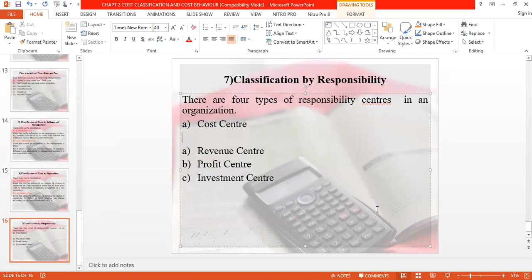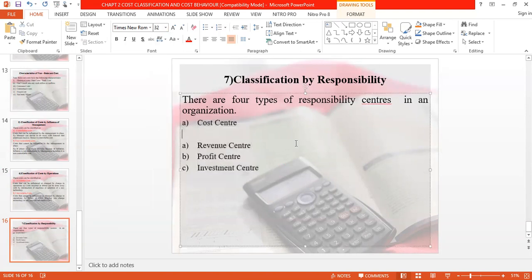Now, when we look at these centers, the first center is called a cost center. So what is a cost center? This is a department or center where only costs are incurred.